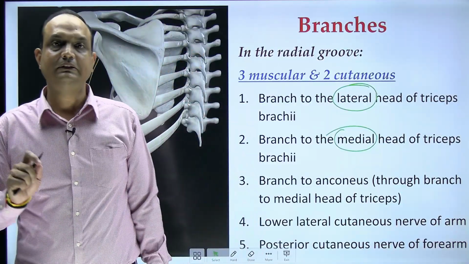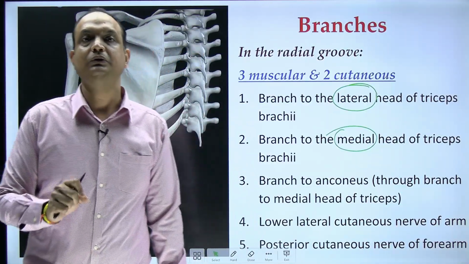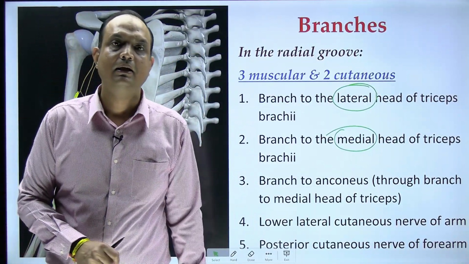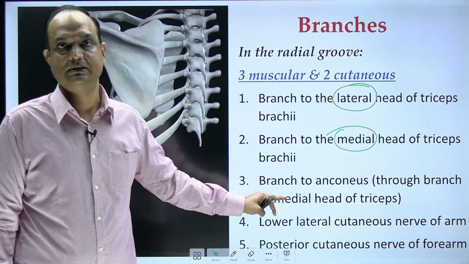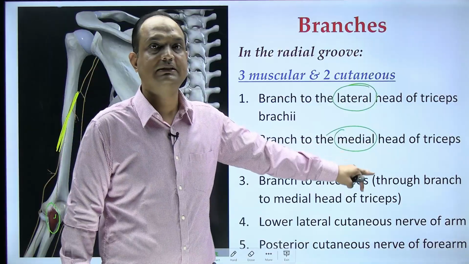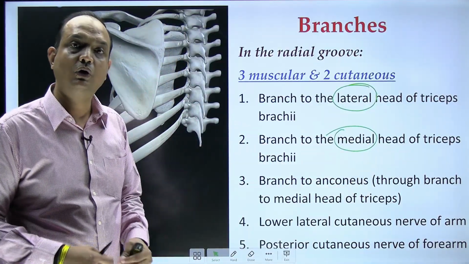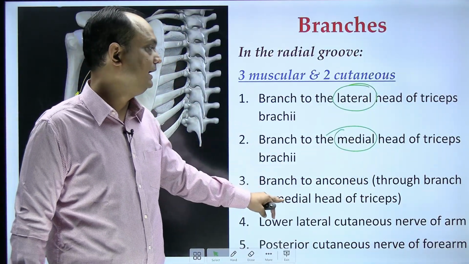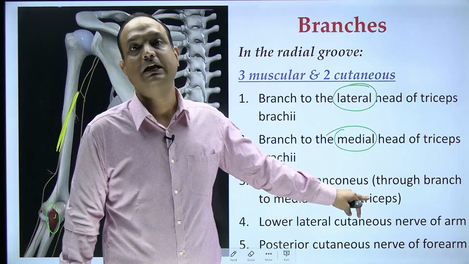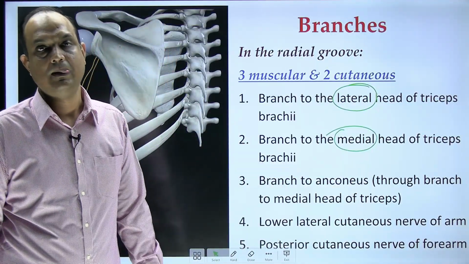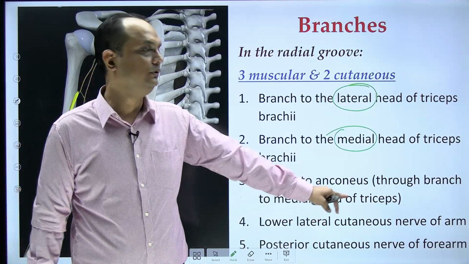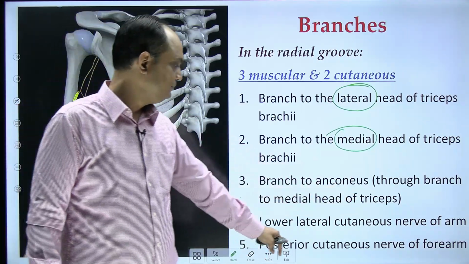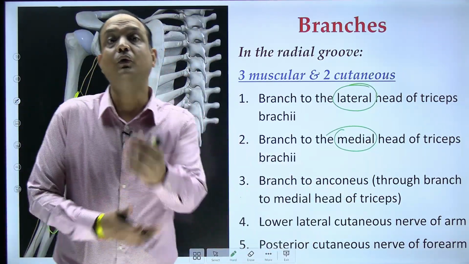Clear? So this is a question for your exam: anconeus is supplied by the nerve to which head of triceps? Answer is medial head of triceps. So the nerve to the medial head of triceps sometimes becomes so long that it itself again supplies a branch to the anconeus muscle. Then there are two cutaneous nerves. One is known as the lower lateral cutaneous nerve of the arm, and one is the posterior cutaneous nerve of the forearm.